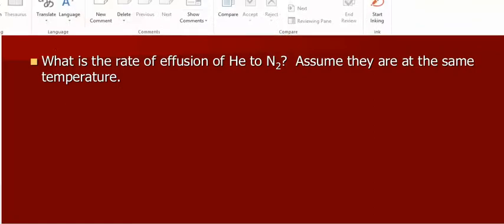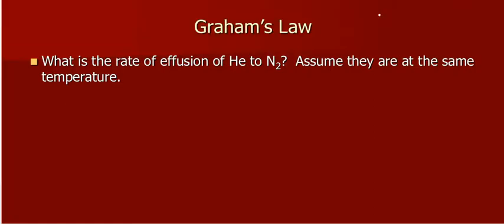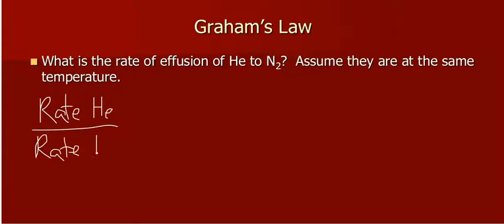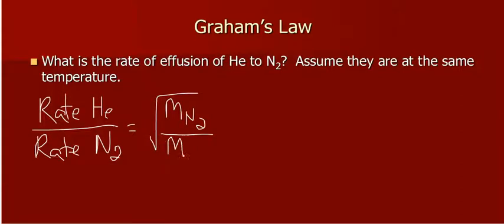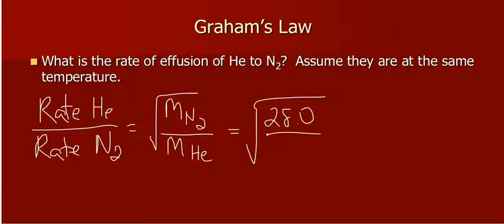So in this first example with Graham's law, what's the rate of effusion of helium to nitrogen? Helium is going to be gas A because it's listed first in the problem. Nitrogen is gas B because it's listed second. So then we have the square roots, molar mass of N2 on top because it's inversely proportional, molar mass of helium on bottom. We're going to plug in the numbers that we know for molar mass. N2 has a molar mass of 28. Helium has a molar mass of 4. So 28 divided by 4, take the square root. We get 2.65.